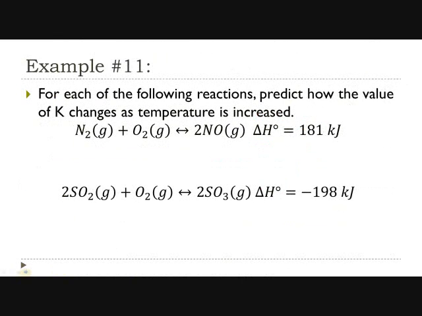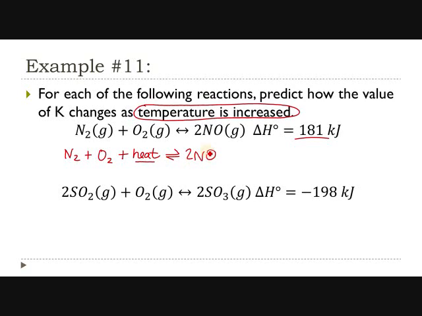So for each of these reactions, we want to predict how the value of K changes as the temperature is increased. We have an endothermic reaction and an exothermic reaction, so you can see both options. The first one is endothermic because the enthalpy is positive. So I'm going to treat heat as a reactant. Just so that we can see it with this first one, I'm going to write heat, but that is symbolizing that 181 kilojoules to be on the reactant side.